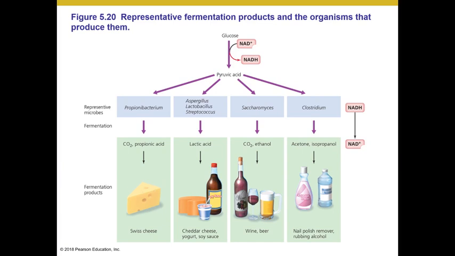Yogurt and many cheeses, soy sauce. Lactobacillus or Streptococcus make lactic acid, dropping pH to thicken milk proteins and create tangy flavor. Wine, beer, and bread. Saccharomyces cerevisiae produces ethanol plus CO2. CO2 leavens bread. Ethanol is the alcohol in wine, beer. Industrial solvents, Clostridium, for example, C. acetobutylicum, perform ABE fermentation, generating acetone, think nail polish remover, and isopropanol, rubbing alcohol, along with butanol.